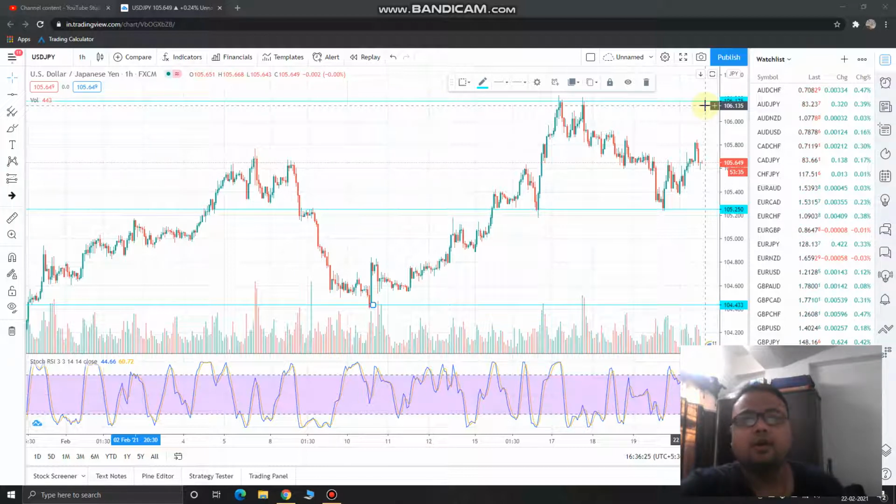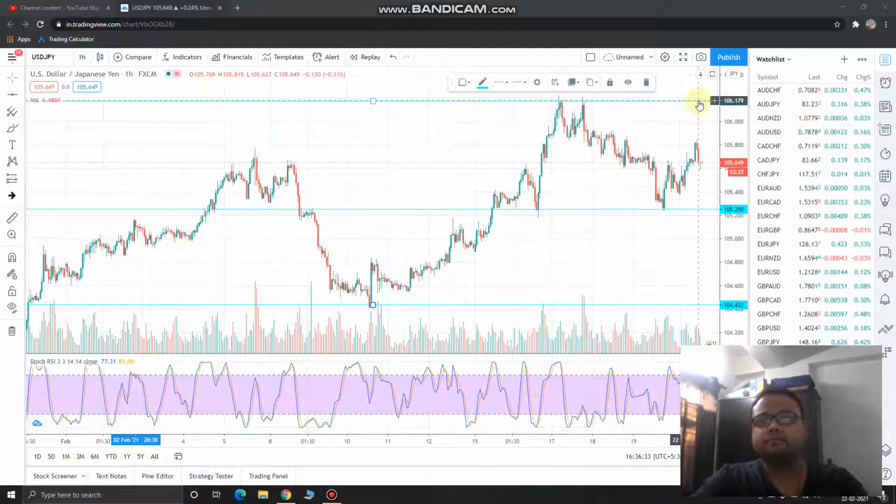Okay, that totally depends on you, but if you want to go long, you can only go long once it crosses this level. That will be a safe trade. And if after hitting this resistance level, it reverses from there, you can short the market. Okay, so hopefully you'll have understood what you need to do.